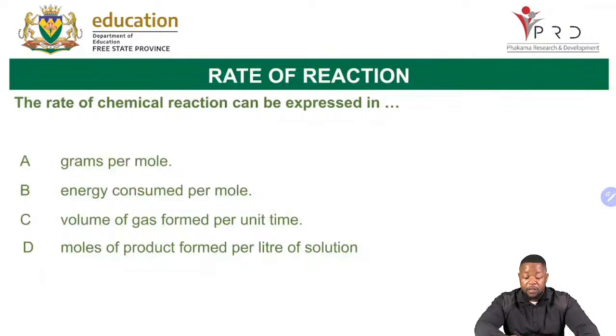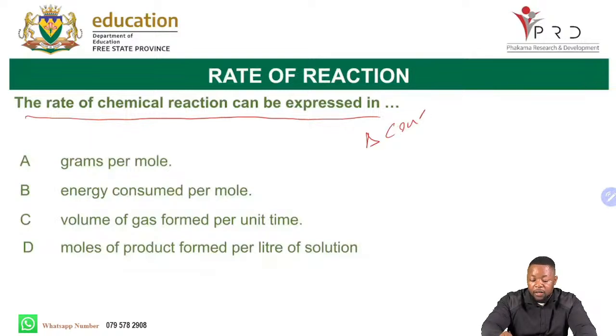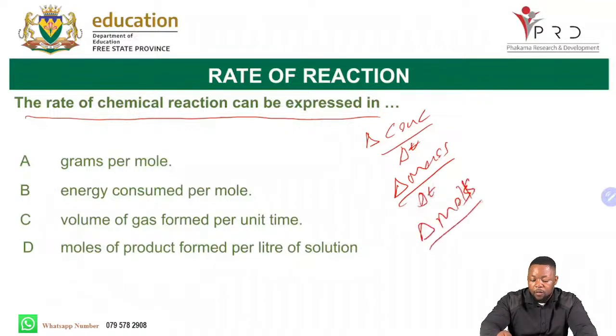Let's answer first a few questions on the rates of reactions as we are running short of time. The rate of a chemical reaction can be expressed in, you need to be able to remember, the change in concentration over time, the change in mass over the change in time, the change in moles over the change in time, the change in volume over the change in time.